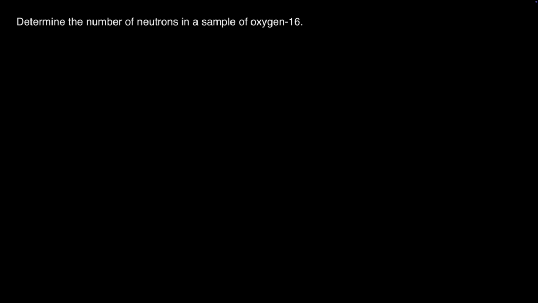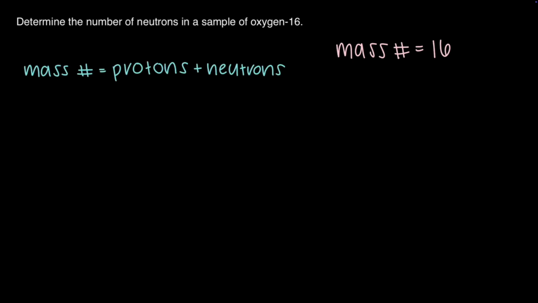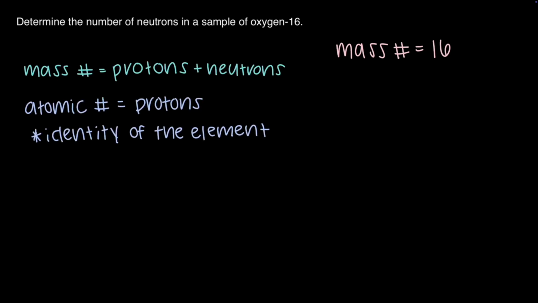Determine the number of neutrons in a sample of oxygen 16. We are given an element and its mass number. Mass number is equal to protons plus neutrons, so we can find the number of protons to subtract.